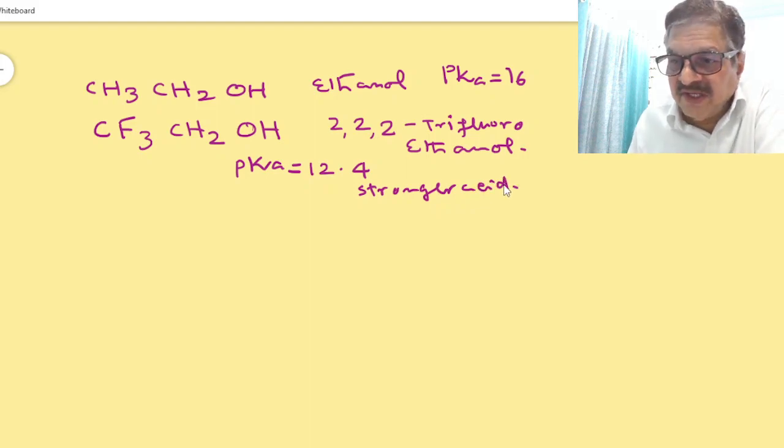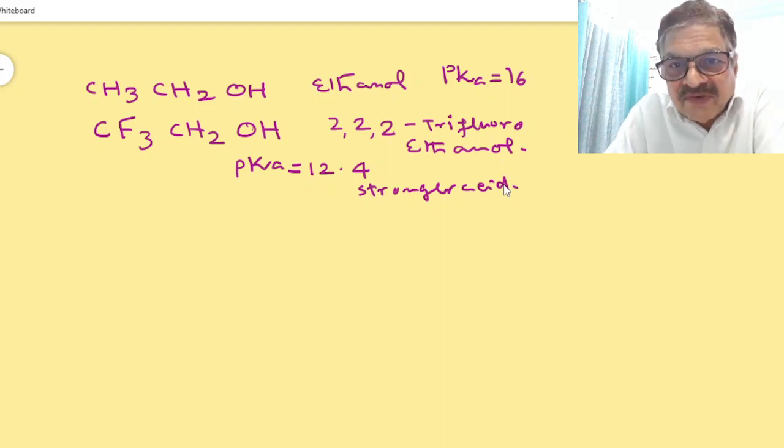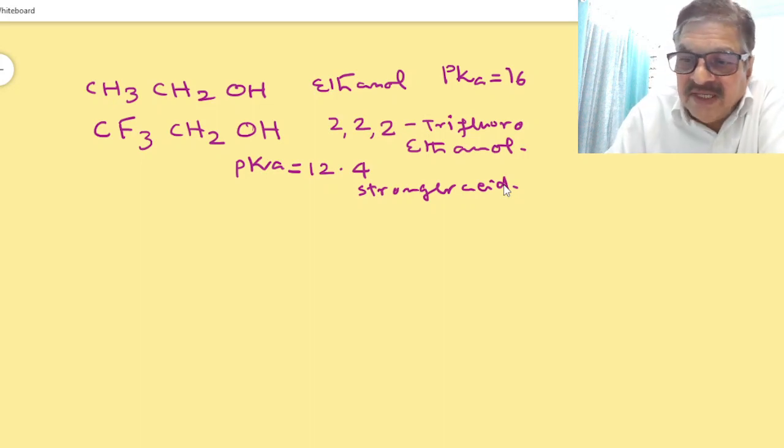This is a stronger acid here. Now first draw the conjugate base, and then determine which conjugate base is more stable. That is a fundamental principle here. Draw the conjugate base, then determine which conjugate base will be more stable. Both bases here have a negative charge on them.